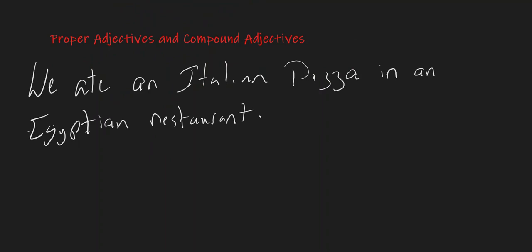Sometimes the adjectives are the product of a proper noun. If you look at the sentence, "We ate an Italian pizza in an Egyptian restaurant," the adjective Italian modifies pizza and is derived from the word Italy, a proper noun. We call this adjective a proper adjective. Similarly, the word Egyptian modifies restaurant, and Egyptian is derived from the proper noun Egypt. Therefore, we call Egyptian a proper adjective.